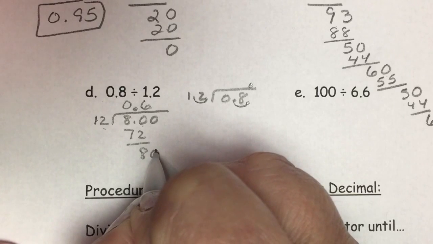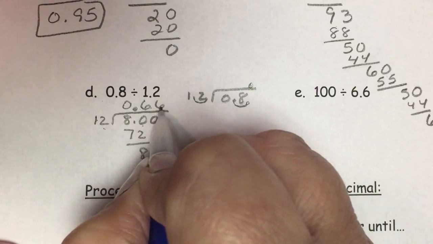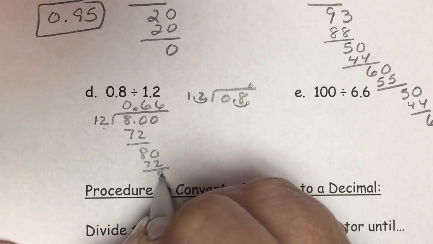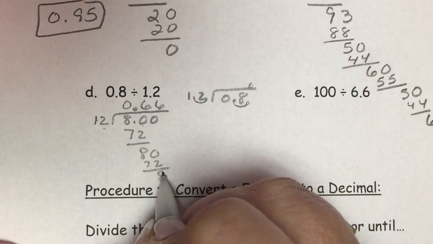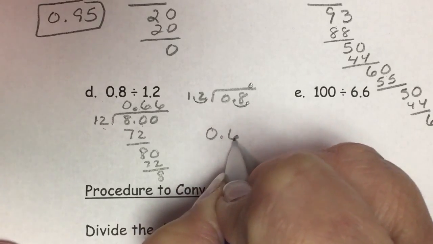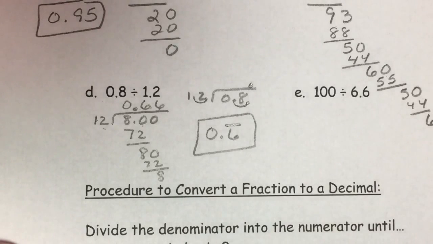Bring down the 0. 12 goes into 80 6 times again. 6 times 12 is 72. Subtract, you're going to get 8. Do you see what's going to happen? It's just repeating with the 6's. So my answer would be 0.6, and the 6 is repeating.